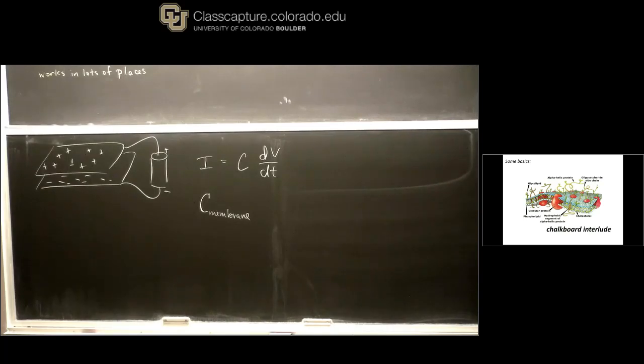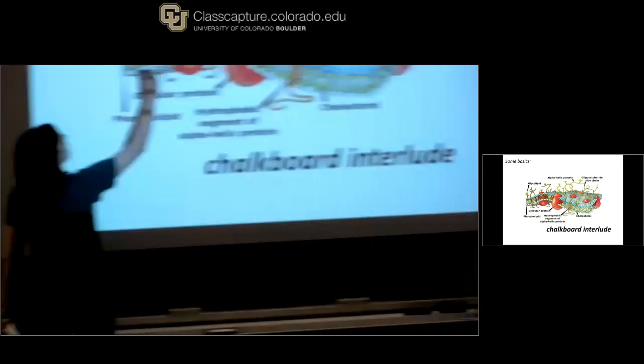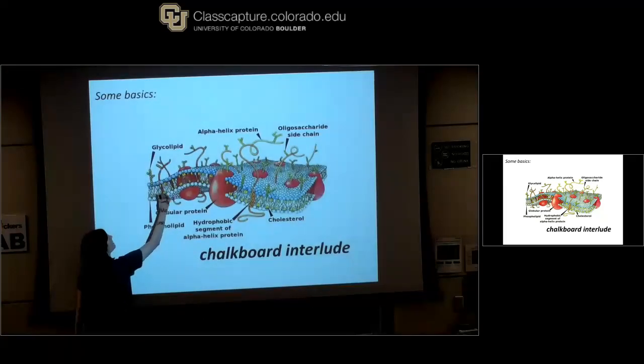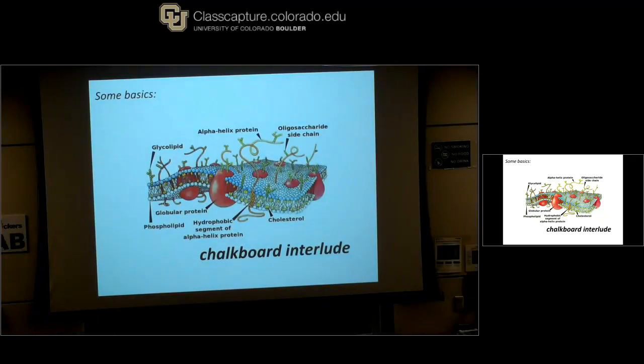How big is your cell? How far apart? What's the effective dielectric that's inside? These are all the hydrophilic heads and all the hydrophobic tails that stick together in your regular lipid bilayer.